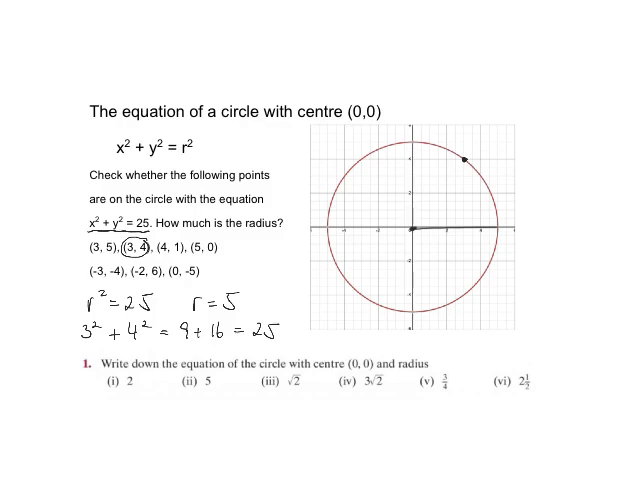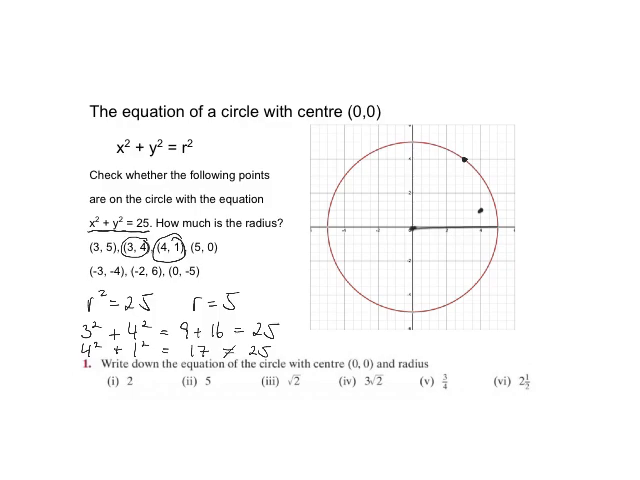Now let's look at the point 4, 1. So we say 4 squared plus 1 squared, and that gives 17. So 17 is not 25, which means the point 4, 1 is not on the circle. So let's see, 4, 1 is here, and we can see it is not on the circle.